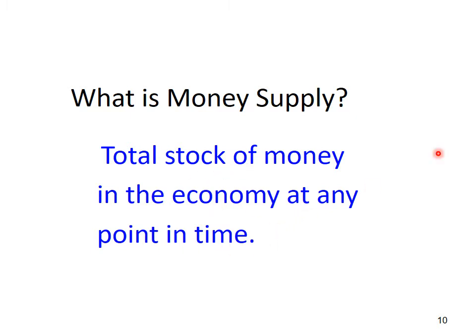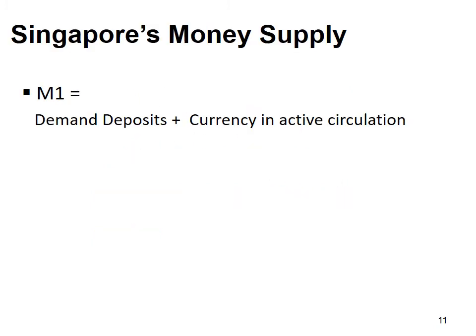Now, let's take a look at what this total stock of money consists of. In any classification of money supply, this M system is used. We're looking at the Singapore system, which is largely the same as other countries. Most countries use the same M system to define their money supply, with a little bit of variation across different countries, but it's largely the same.